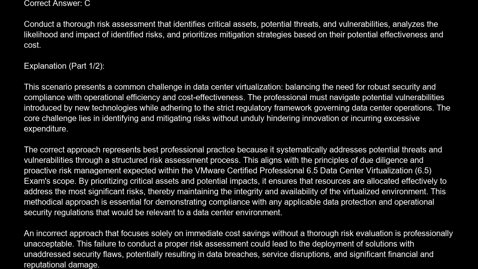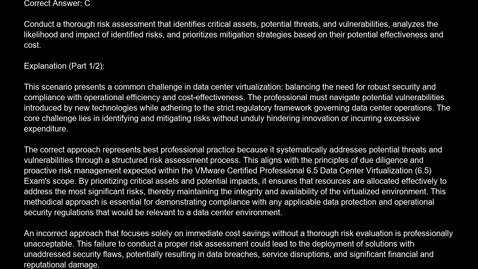cost-effectiveness. Professionals must navigate potential vulnerabilities introduced by new technologies while adhering to the strict regulatory framework governing data center operations. The core challenge lies in identifying and mitigating risks without unduly hindering innovation or incurring excessive expenditure. The correct approach represents best professional practice because it systematically addresses potential threats and vulnerabilities through a structured risk assessment process. This aligns with the principles of due diligence and proactive risk management expected within the VMware Certified Professional 6.5 Data Center Virtualization 6.5 Exam Scope.